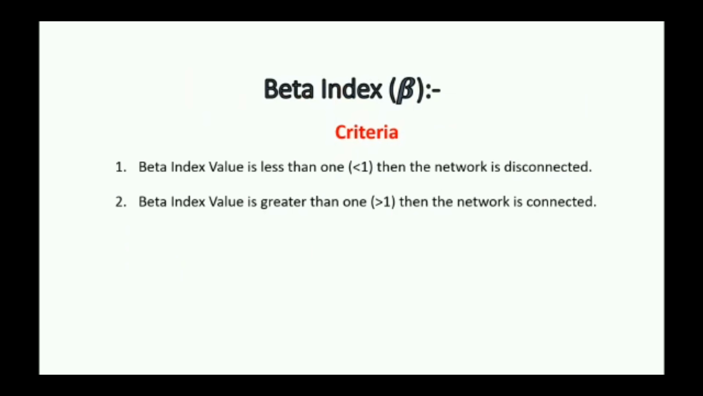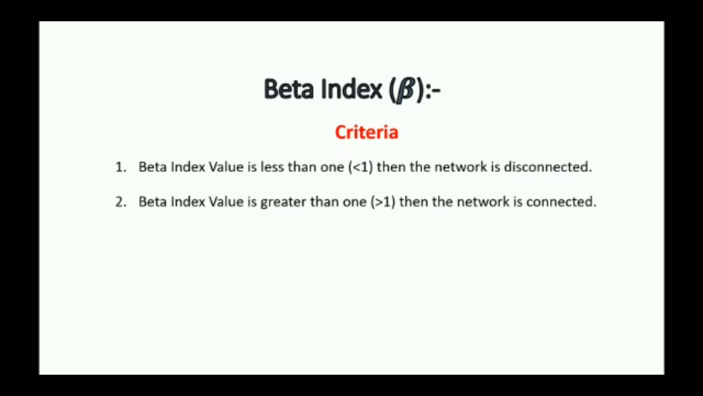Beta index is a very simple measure of connectivity, which can be calculated by dividing the total number of arcs or edges in a network by the total number of nodes or vertices. There are some characteristics of beta index. The beta value for trees and disconnected networks would always be less than 1. It would take 0 value when there are no edges in the network.